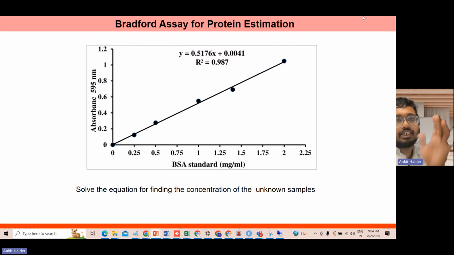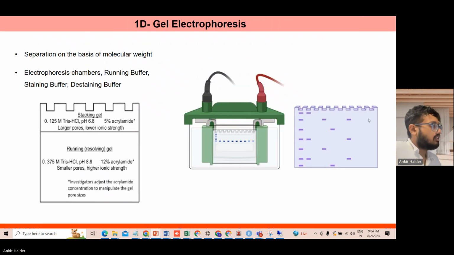Then we'll quickly move into 1D gel electrophoresis, right? So 1D gel electrophoresis or SDS-PAGE is generally used for what? It is used for separation of proteins based on molecular weight. Second, it gives a reference for how well the proteins that you have extracted look: there is no smear, no aggregate formation, no interfering agents present, and it is of good quality.